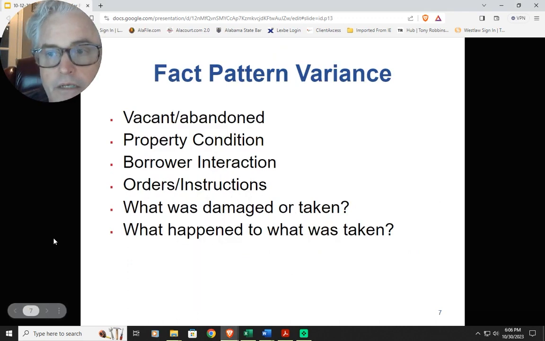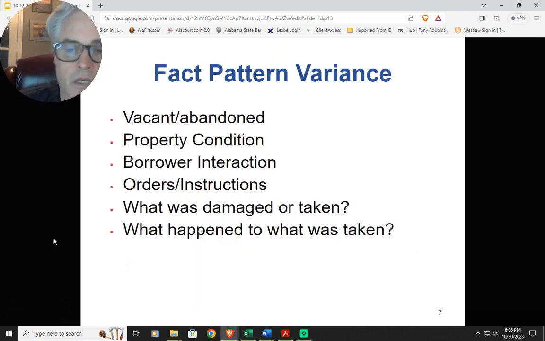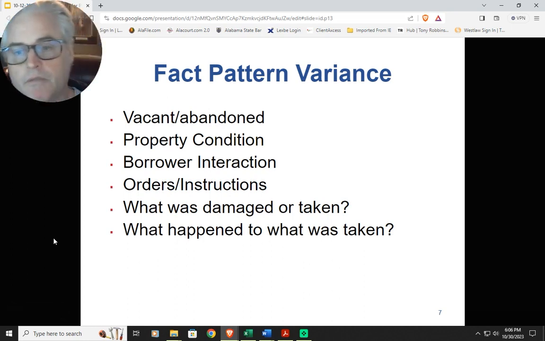We get some variance in the fact patterns. All these things have some relevance to the ultimate value of the case, but you always want to know whether the house is being alleged to be vacant or abandoned. You want to know what the real property condition was prior to this. You want to know about borrower interactions with the mortgage servicer.